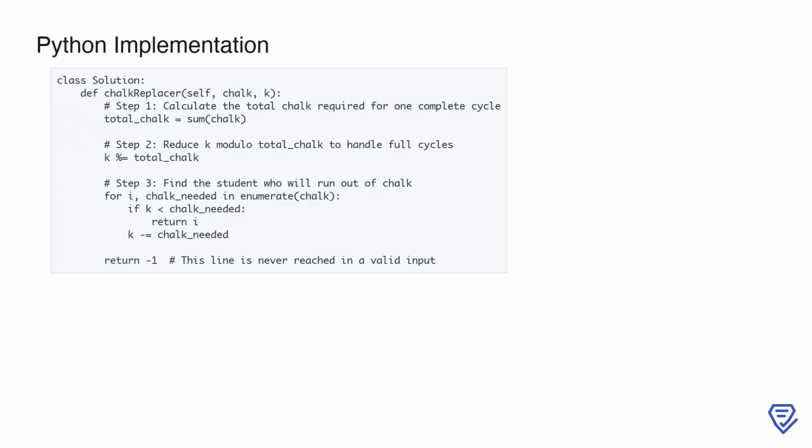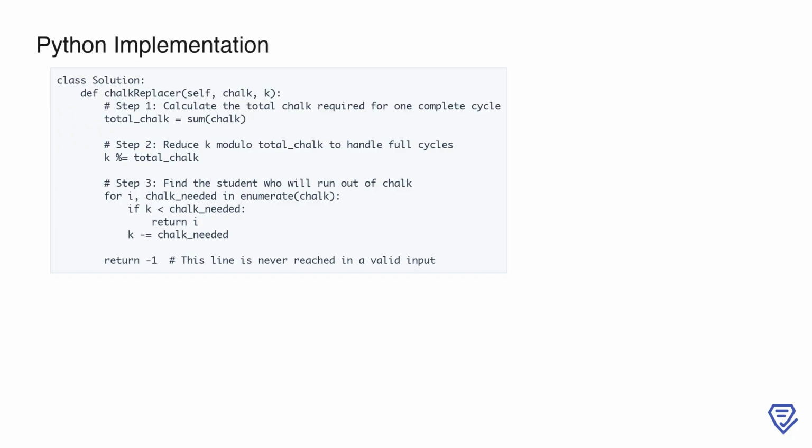Step 3. Find the student. We iterate through the chalk array, subtracting the chalk required by each student from k. If at any point k is smaller than the chalk required by the current student, that student is the one who will replace the chalk. The index of this student is returned.